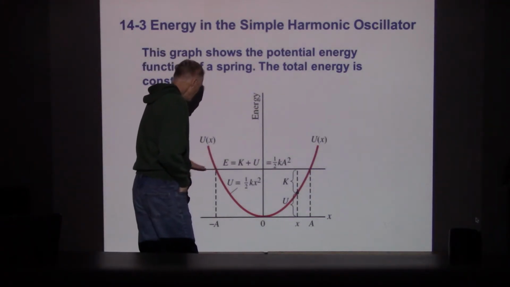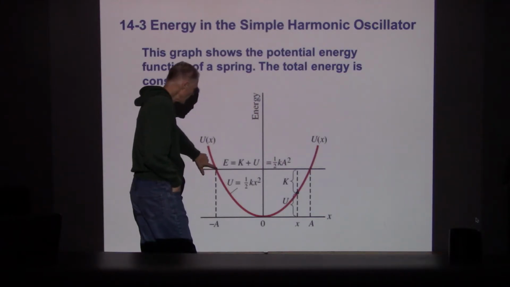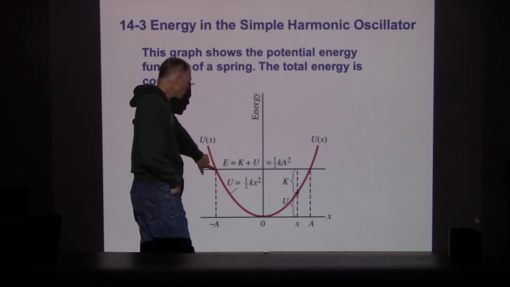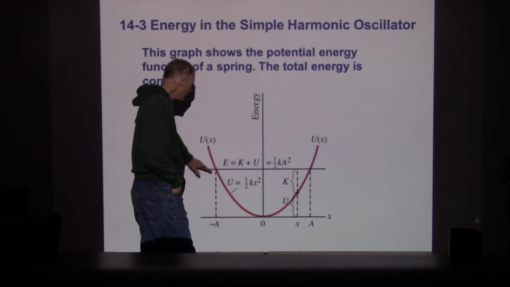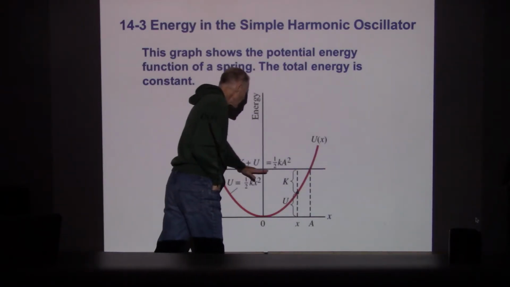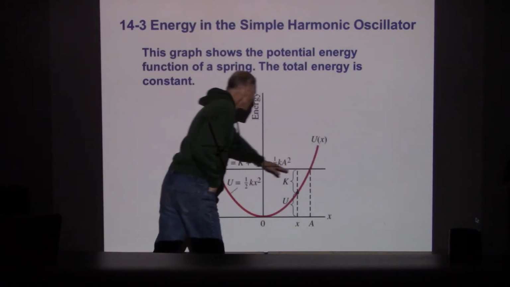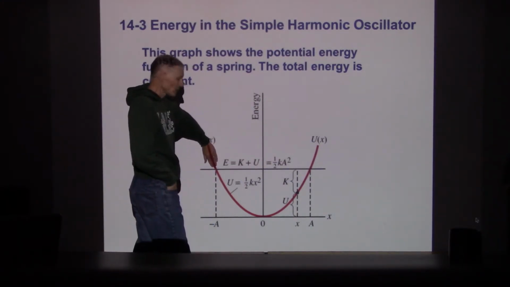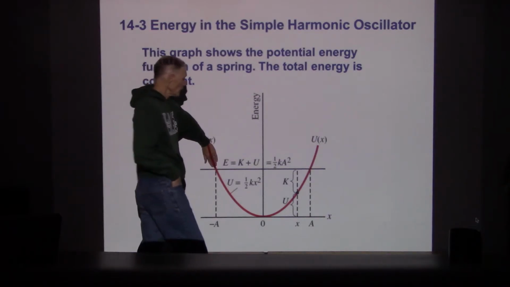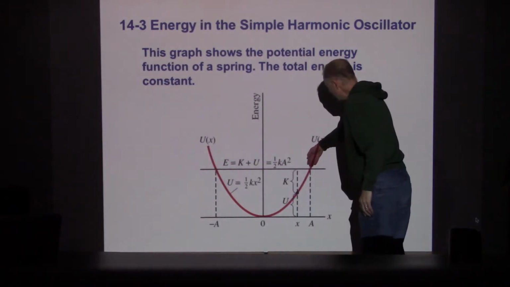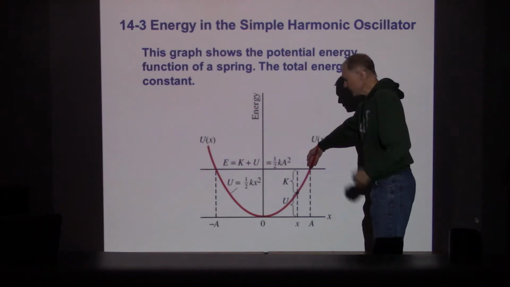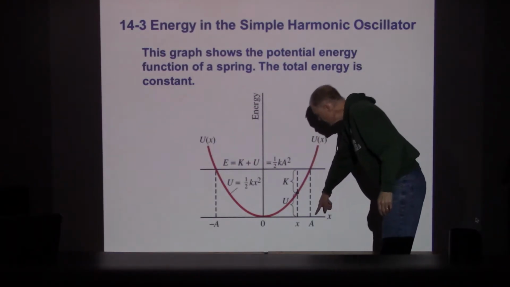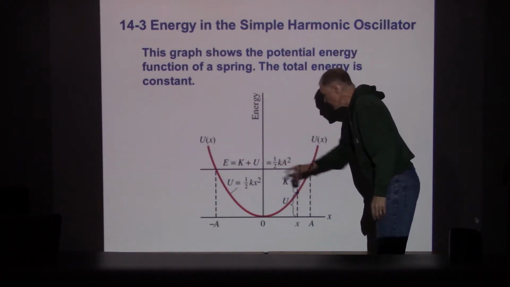Now the total energy is remaining constant. And we know that the total energy equals 1/2 K A squared. So my total energy is a horizontal line right here. So that says this red stuff up here never happens. It never comes past that point. And the red line up here never happens. As it oscillates back and forth, it never goes beyond A and negative A.